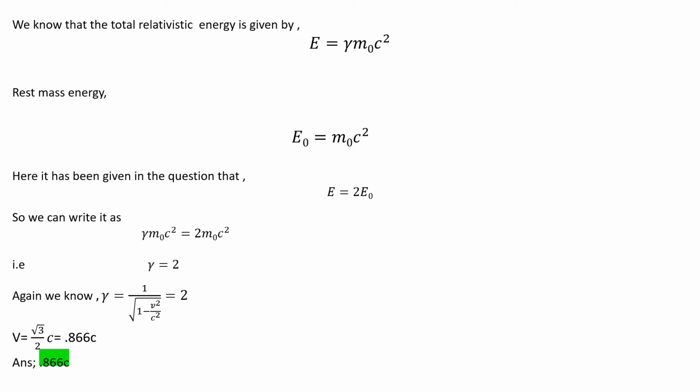We know that the total relativistic energy is given by E is equal to gamma m naught c square, and the rest mass energy is E naught equal to m naught c square. And here it has been given in the question that E is equal to 2 E naught. So by equating these two equations, we can find that gamma equals 2. And again we know that gamma equals 1 by root over of 1 minus v square by c square. So by putting the value, we can find that v will be 0.866 c. So the answer is 0.866 c.